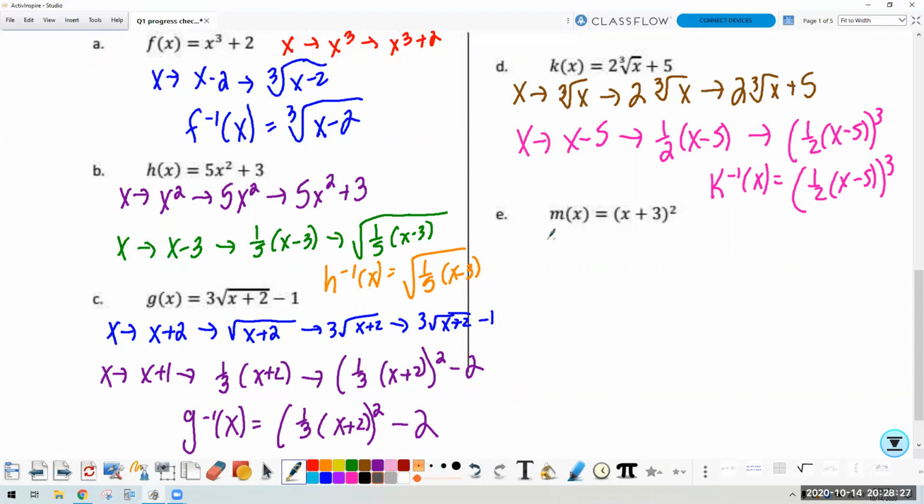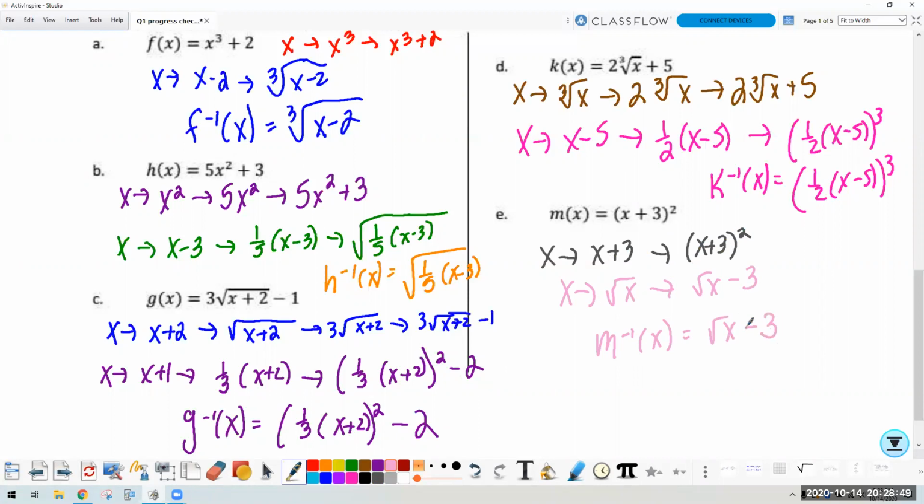All right, and lastly for e, we start with x, then add 3, then square the quantity. So the inverse, undo the squared is a square root. Undo the add 3 is subtract 3. So m inverse of x is the square root of x minus 3.